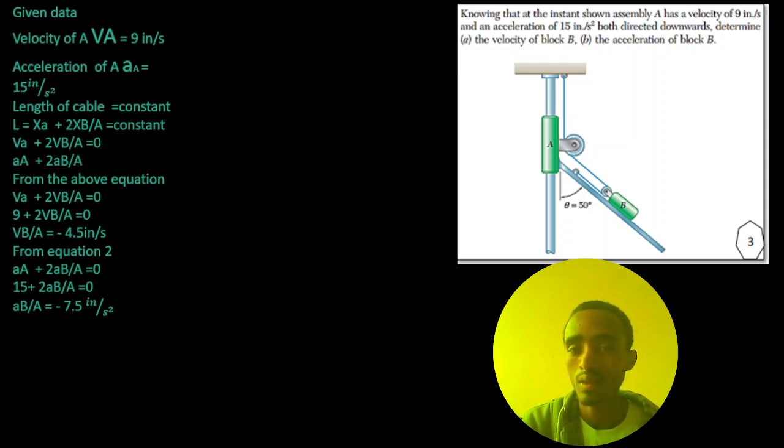We are given the acceleration and the velocity of block A, and we are asked to determine the velocity and the acceleration of block B. So the velocity of A is already given here, and the acceleration is also given, 15 inches per second squared. Let's say the cable length is constant, which means this block may move upward or downward, and at the same time the other moves upward or downward, but the length of the cable is not changing.